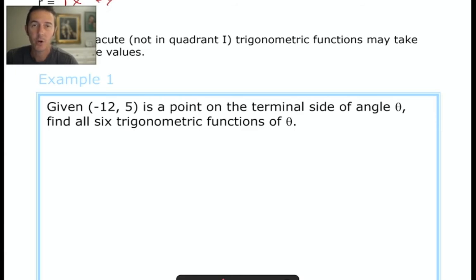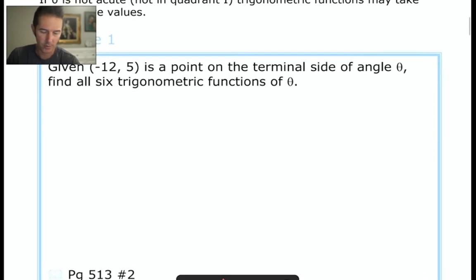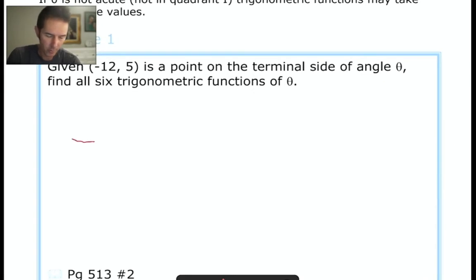We are never going to know what theta is in this particular problem. Up until now, for the most part, we've known what theta is. It's either 30, 60, or some kind of multiple thereof, or a multiple of 45, regardless of what quadrant it puts us in. So, since we're being given a specific point, let's draw a little sketch. So we're going to the left 12 units.